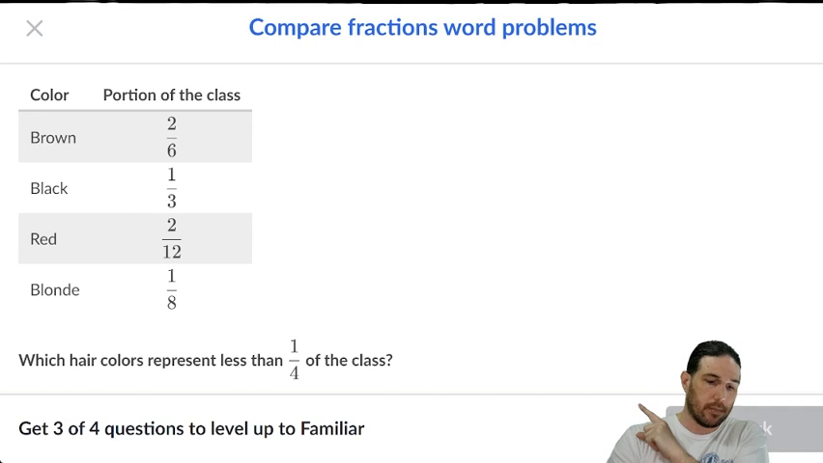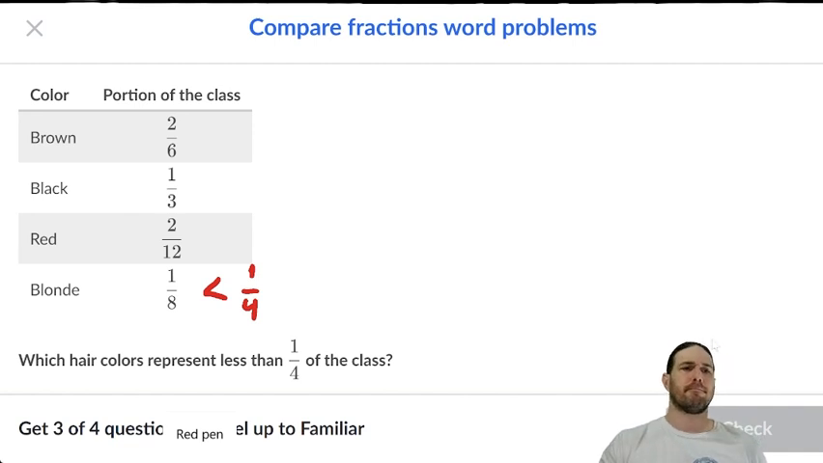1/8, for example, I know is less than 1/4. How did I know that? Because the numerator is the same, there's one of them, but the denominator is bigger for the 1/8. An eighth is a smaller piece than a fourth. Again, think about pizza. If you had a pizza in front of you, which is bigger, taking a fourth of it or taking an eighth of it?